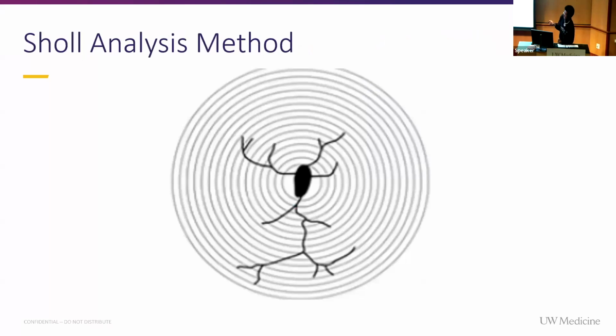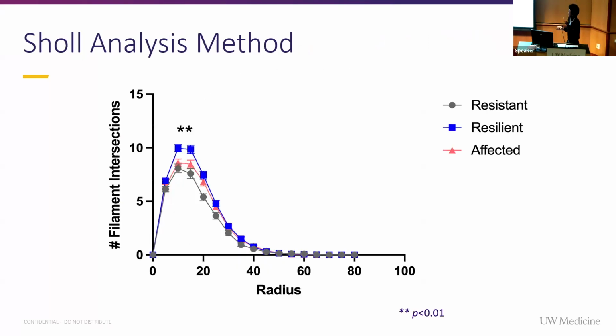After the tracings, we then analyzed the microglia through the Sholl analysis method. The Sholl analysis method is an analysis method in which circles are placed around the microglia with a distance of 5 microns, and the number of filament intersections are then measured out. After measuring the filament intersections, we then placed them onto a graph, placing the number of filament intersections on the y-axis and the radius on the x-axis. The data revealed a significant difference, with the resilient individuals, colored in blue, having the highest number of filament intersections, followed by the affected, and then lastly, the resistant individuals had the lowest number of filament intersections.